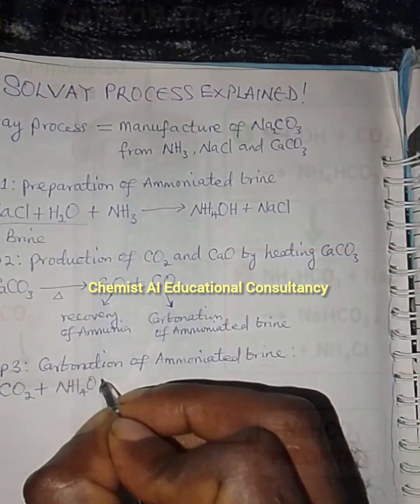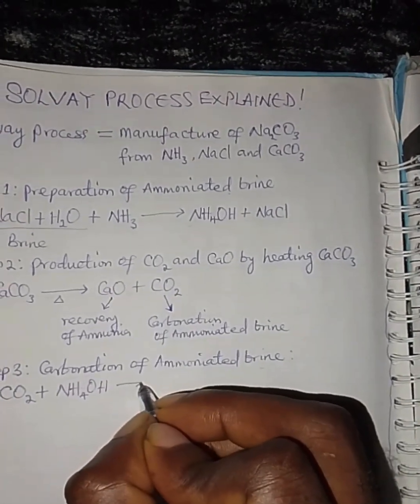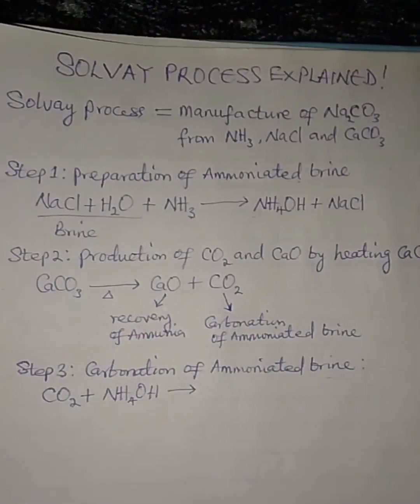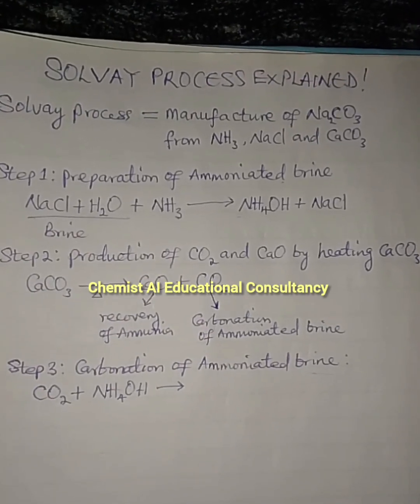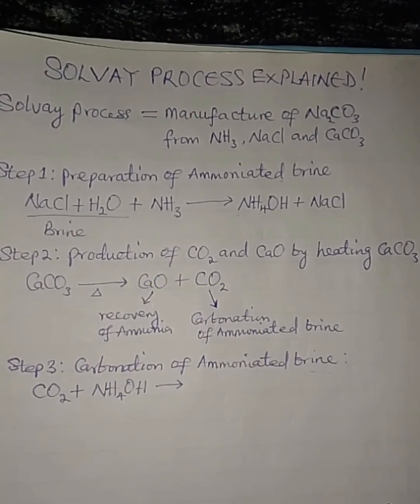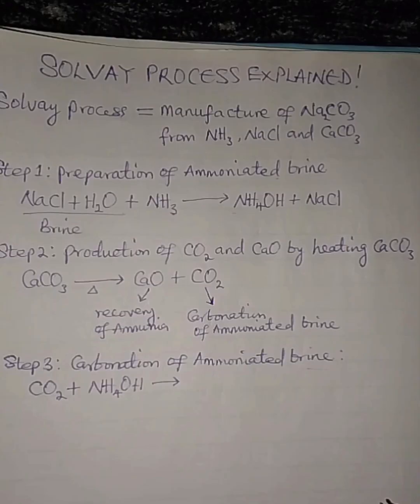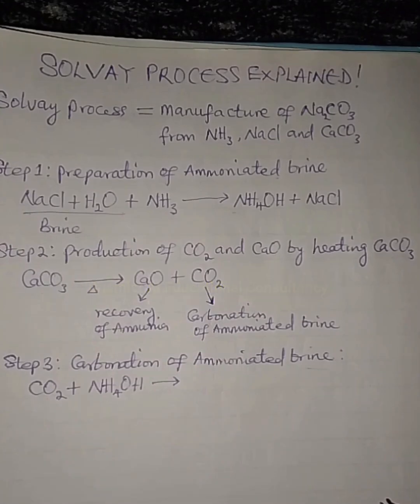So we write CO2 plus NH4OH. Carbon 4 oxide is acidic oxide. Ammonium hydroxide is a base. So this is a sort of acid-base reaction. So we are going to produce salt and water. So because carbon 4 oxide is involved, we are supposed to have salt, water, and carbon 4 oxide. But this salt, water, and carbon 4 oxide are integrated into a single molecule, ammonium hydrogen trioxocarbonate 4.